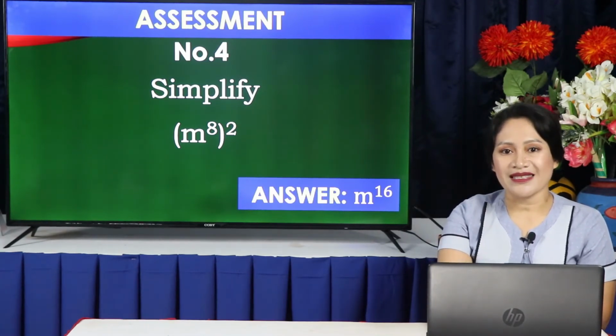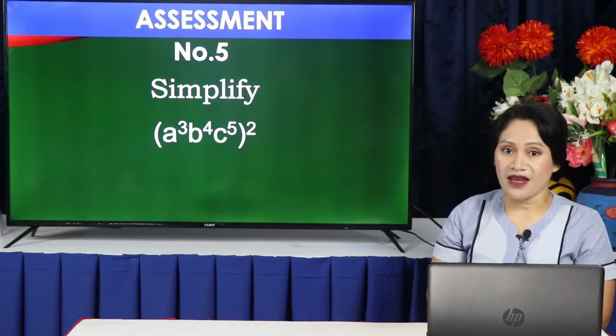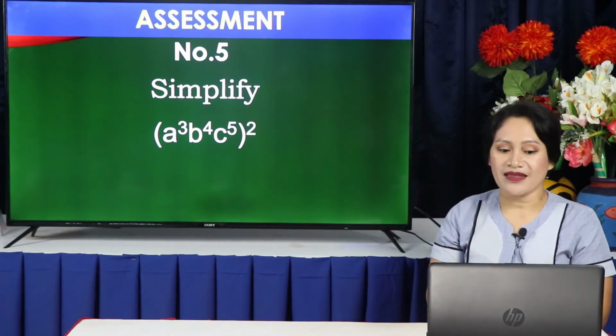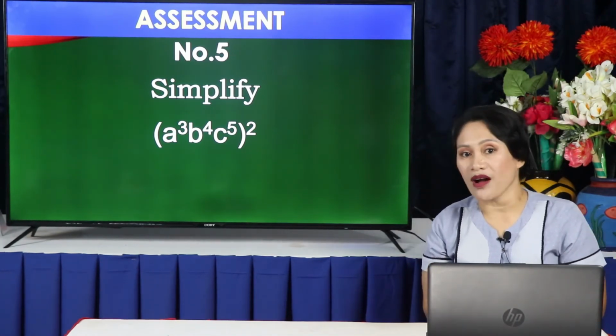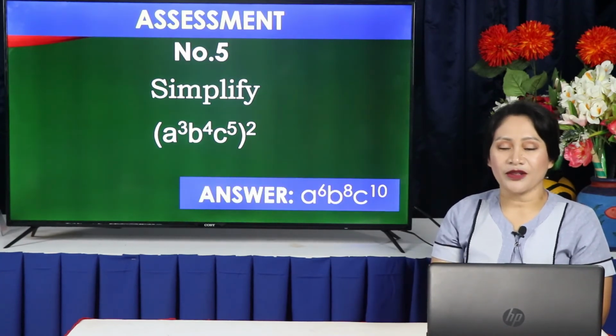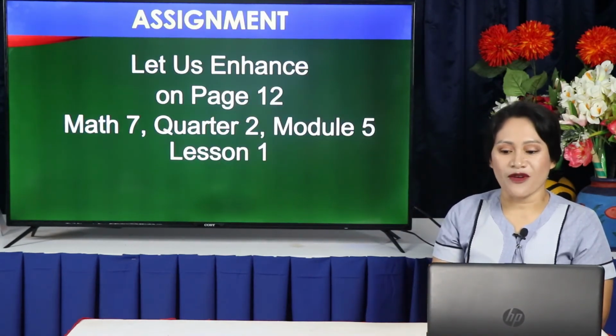The last but not the least, here's number 5. Simplify a to the power of 3, b to the power of 4, c to the power of 5, raised to the power of 2. I repeat, a to the power of 3, b to the power of 4, c to the power of 5, raised to the power of 2. Okay, the correct answer is a to the power of 6, b to the power of 8, and c to the power of 10. Now, that ends our lesson for today.